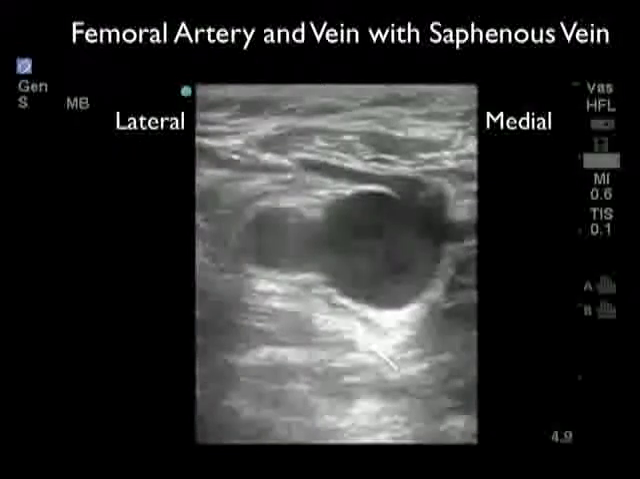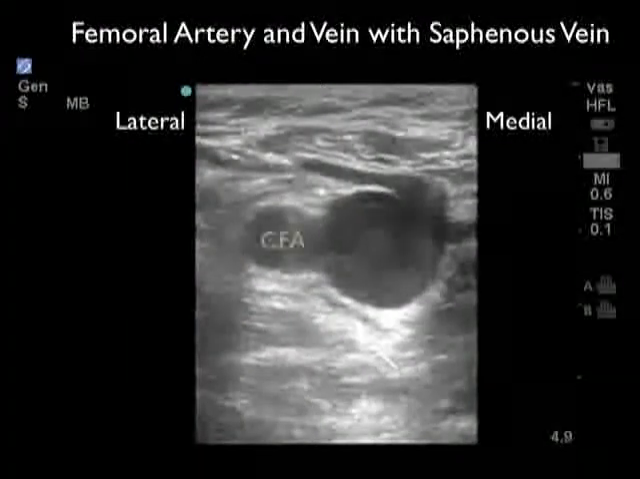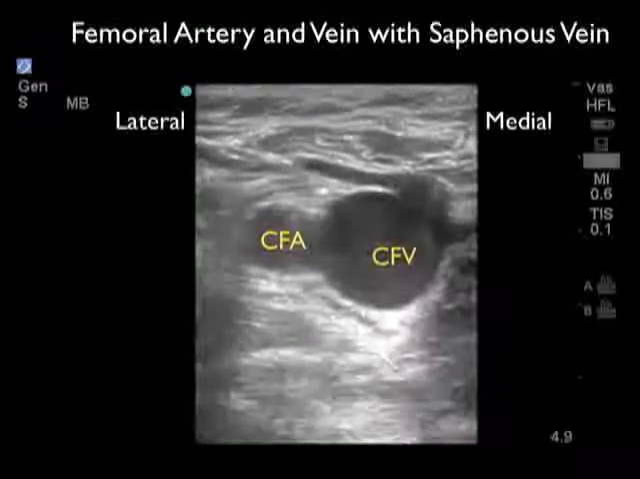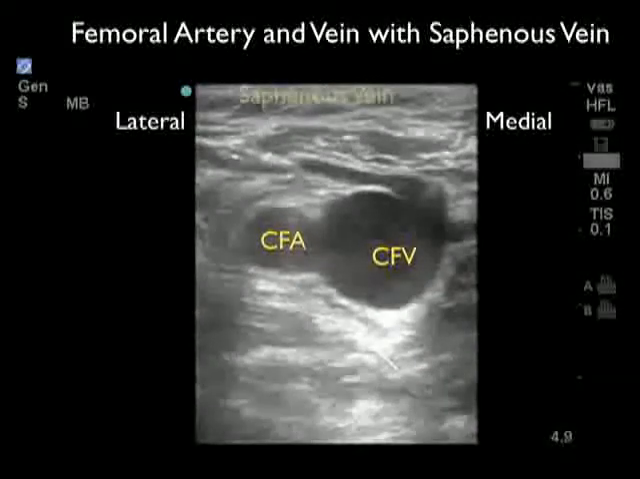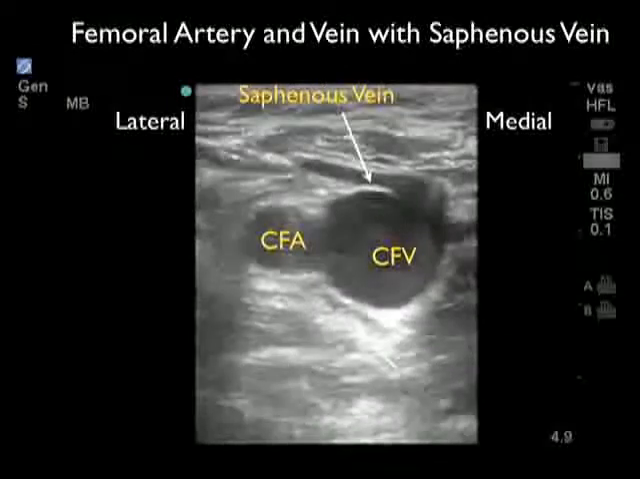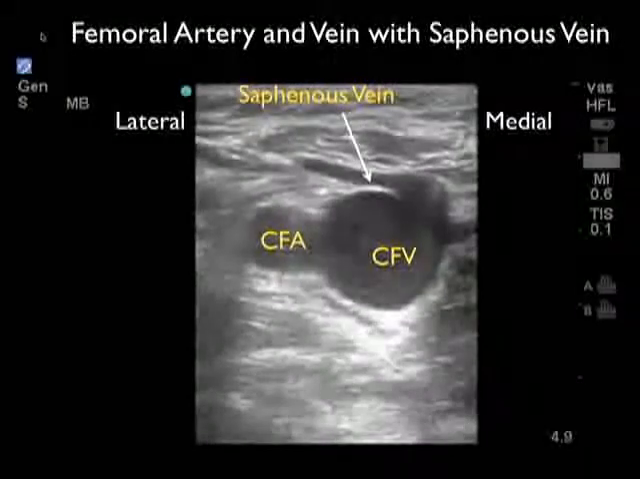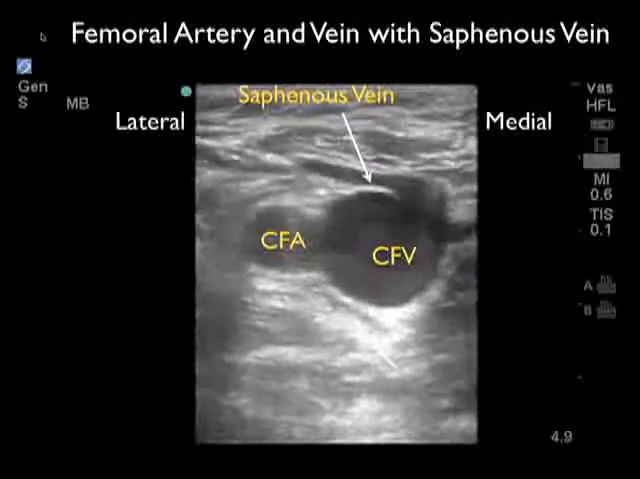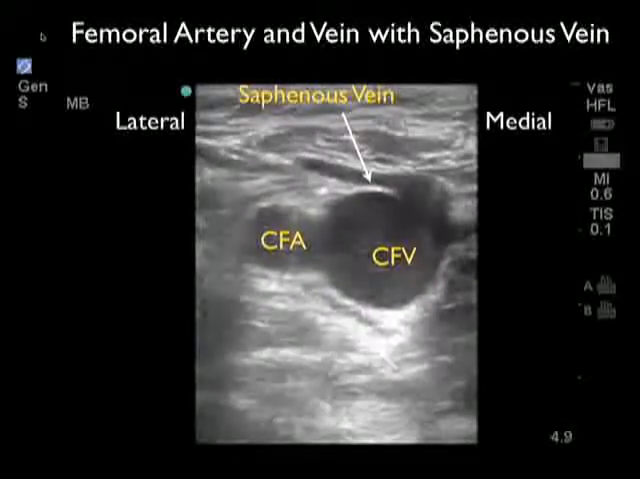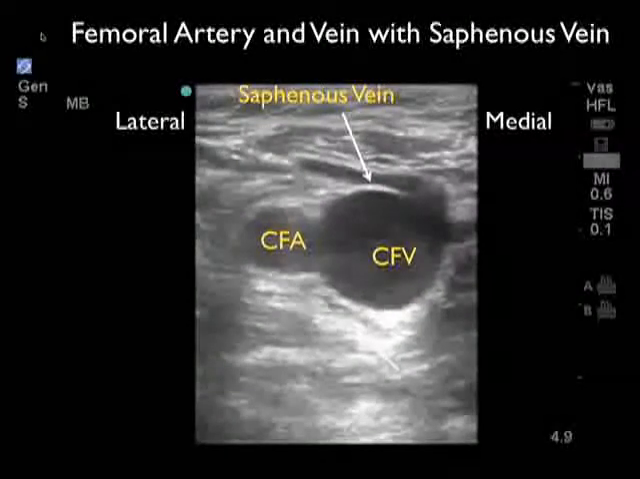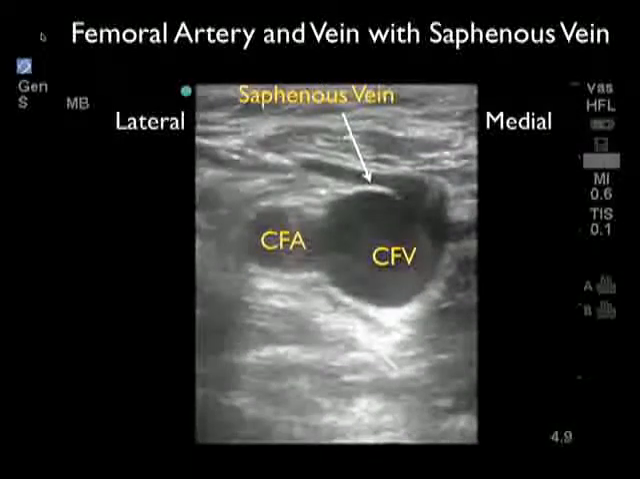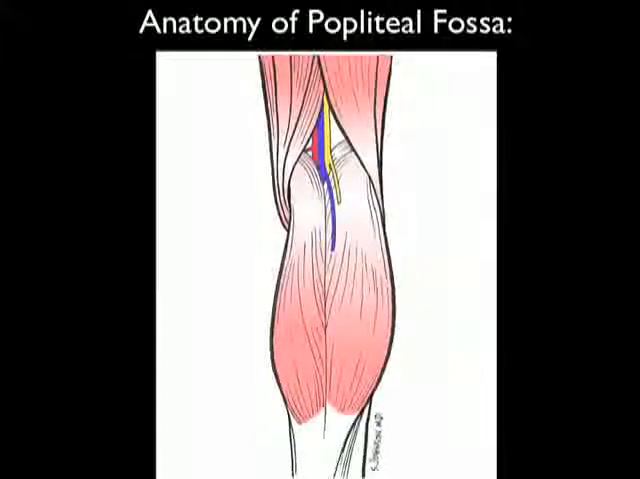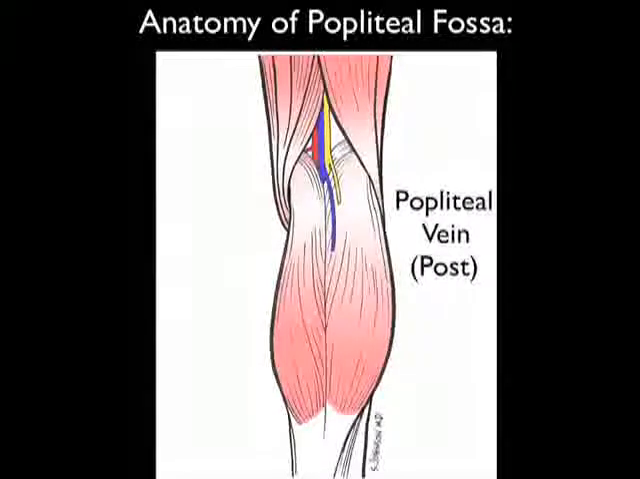In this video clip, we're able to get a good look at the saphenous vein joining into the common femoral vein, and we see the common femoral vein located medial to the common femoral artery. Note that the saphenous vein has the look often of a little hat on top of the common femoral vein. And we note here also the turbulent flow of blood within the common femoral vein, as this was taken in a hypotensive patient. Now let's turn our attention to the anatomy of the popliteal fossa.